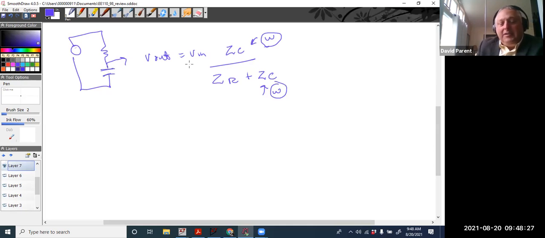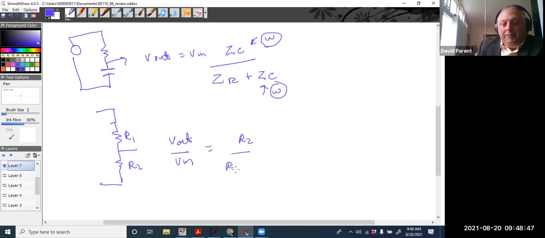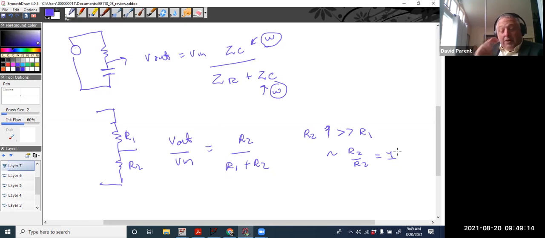So here's the thing. Let's simplify it even more. We'll call this R1 and R2. V out over V in, so we're just taking that ratio, R2 over R1 plus R2. So we have our voltage division equation. If R2 gets much, much bigger than R1, then that relationship is going to go to R2 over R2, or it'll get very close to 1.